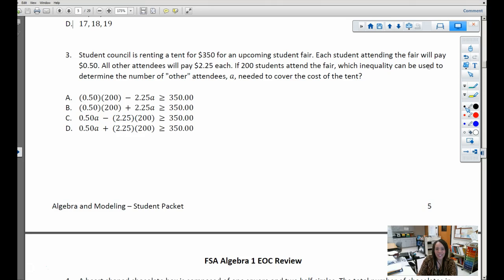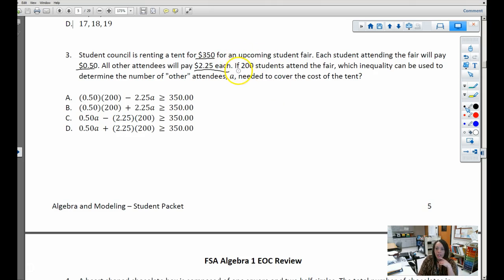Okay, so number 3 says, student council is renting a tent for $350. I'm going to underline that because it's a number. For an upcoming student fair. So they're going to rent a tent for $350, and they're having a fair. Each student attending the fair will pay 50 cents. All other attendees will pay $2.25. So you get a discount if you're a student, you pay 50 cents. If you're not a student, you have to pay $2.25.